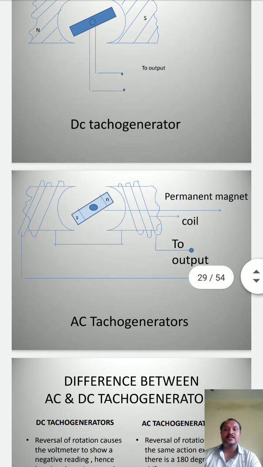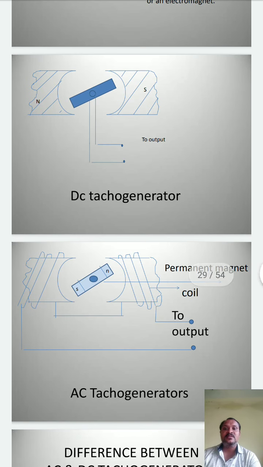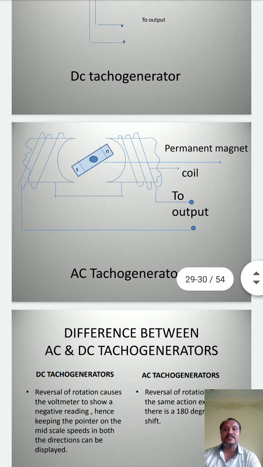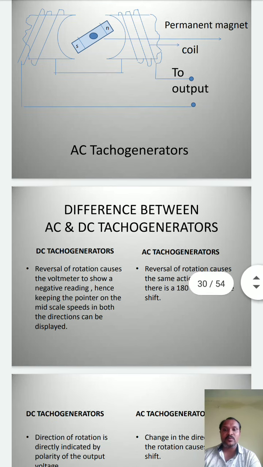Okay, here in the DC tacho generator, there is the north pole and the south pole, and in between the rotational part will be there, which is going to give you the direct output. Whereas in the AC tacho generator, the rotational part will have the permanent magnetic coil, and that permanent magnetic coil starts to rotate. Due to the windings at the side, it will be connected with the output voltage, so that is the output point.